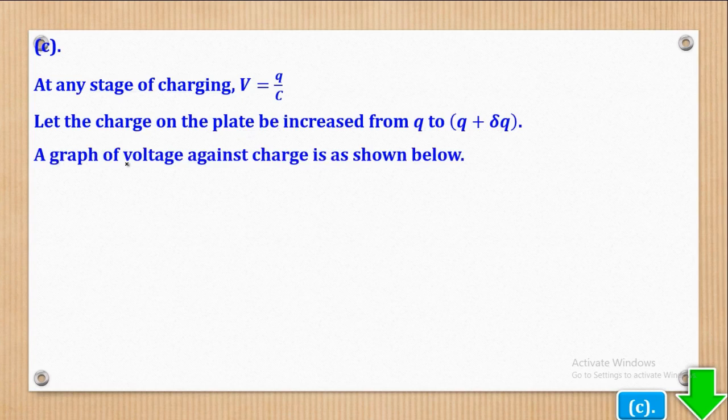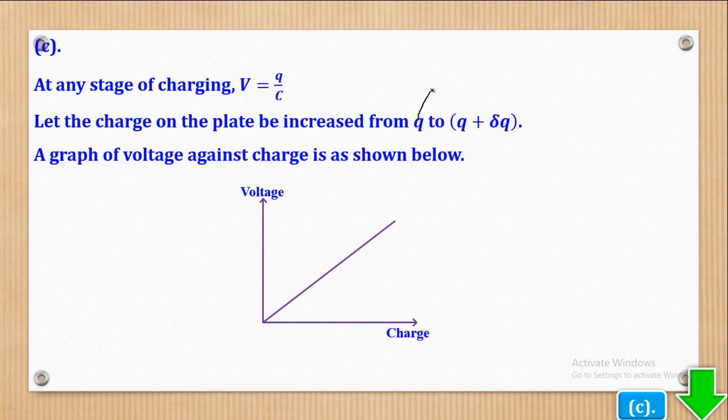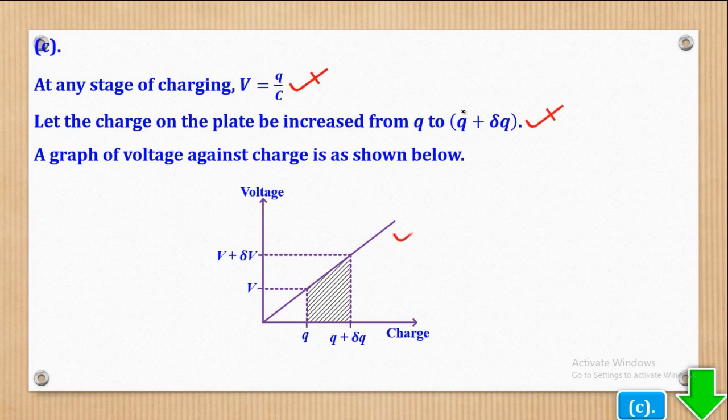In that case, the graph of voltage against charge is as shown below. So it's a straight line graph through the origin. You want to show Q and Q plus delta Q on the graph. Q corresponds to a PD V, then Q plus delta Q corresponds to a PD V plus delta V, and the area you want is that, because that area will be the energy supplied.